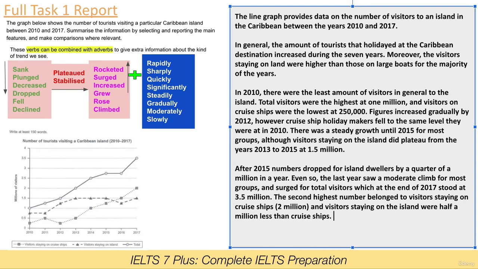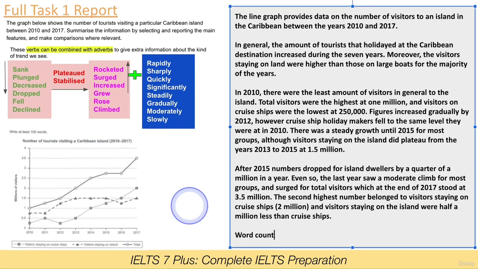Okay, shall we have a read? After 2015, numbers dropped for island dwellers by 250,000 in a year. Even so, the last year saw a moderate climb for most groups and surged for total visitors, which at the end of 2017 stood at 3.5 million. The second highest number belonged to visitors staying on cruise ships, 2 million, and visitors staying on the island were 500,000 less than cruise ships.